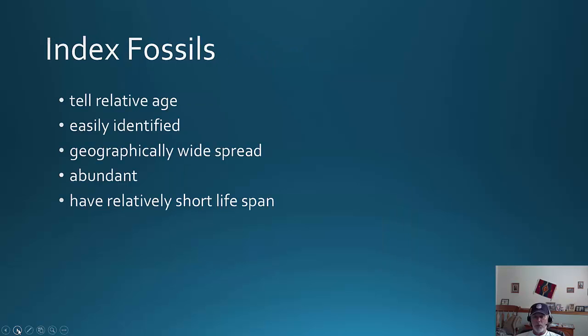Index fossils. There's a few questions on index fossils. Again, it's a relative age dating. The characteristics of an index fossil: it's got to be easily identified, geographically widespread, abundant, and have a relatively short lifespan. And again, relatively short could still mean millions of years.